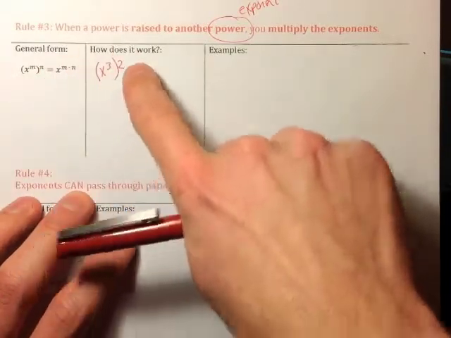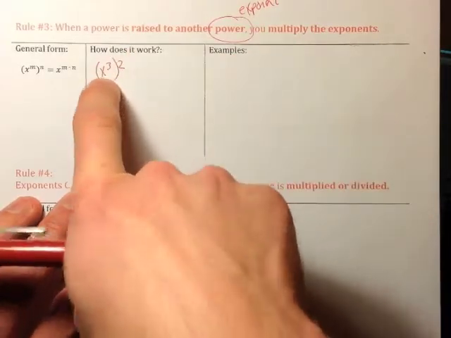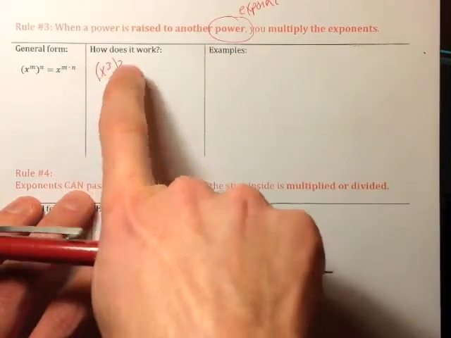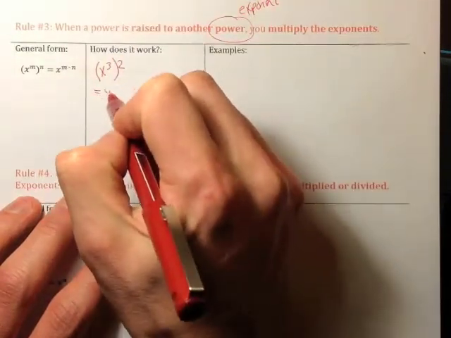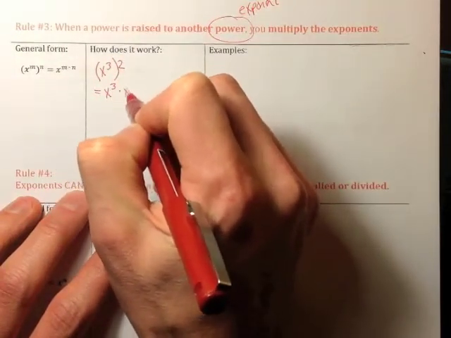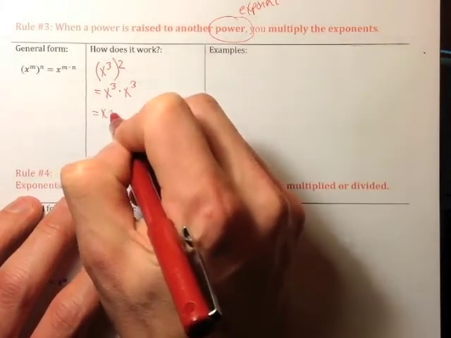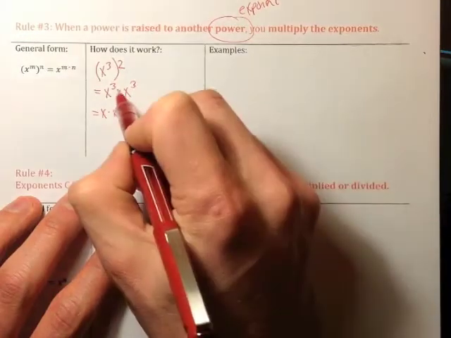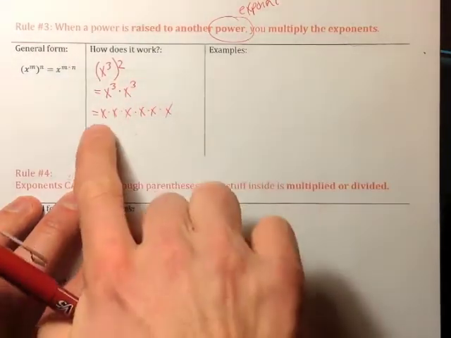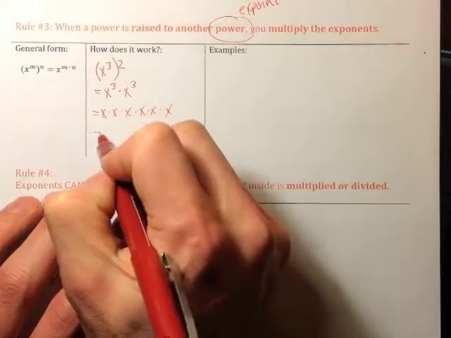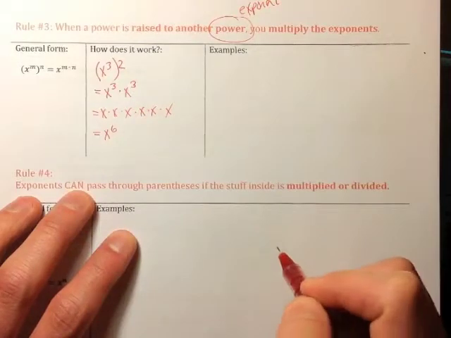Now remember that anything squared means that we take what's inside the parentheses and we just multiply it by itself twice. So x cubed squared is the same thing as x cubed times x cubed. Now here, x cubed is the same thing as x times x times x. And again, we're multiplying that by x times x times x. We have 6 x's multiplied together. So the way to simplify that is x to the 6th power.